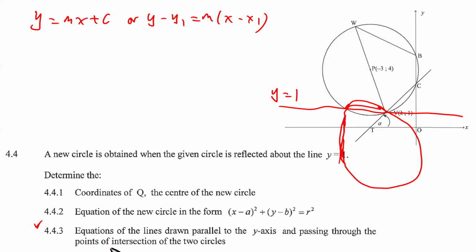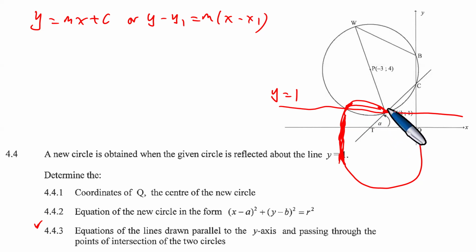Equations of the lines drawn parallel to the y-axis and passing through the points of intersection of the two circles. Okay, points of intersection of the two circles. Now let us look at these. So obviously at this point, what are the points of intersection of the two circles?